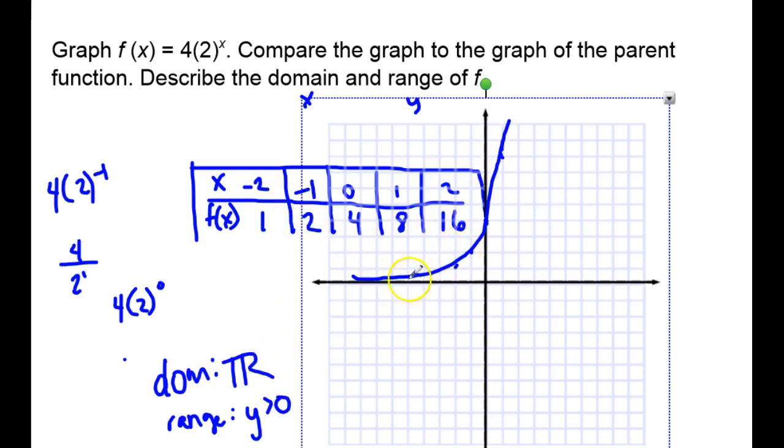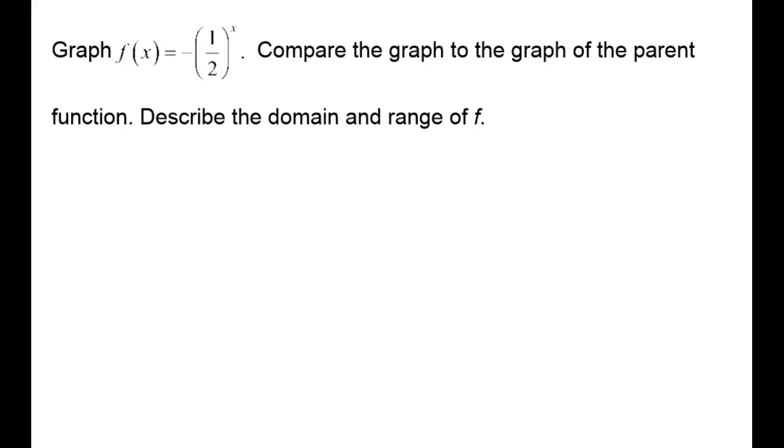So here's an example of our exponential growth and our domain and range. Here's example number 4. Here I can see I have a fraction, remember? So our graph is going to look more like this instead of what we saw before. Then again, I have to find the domain and range once it's graphed.